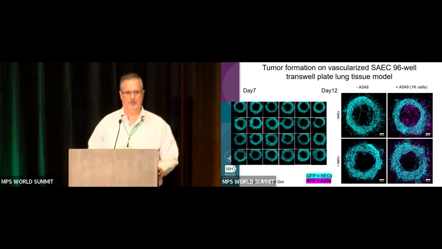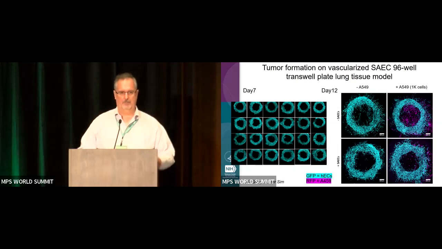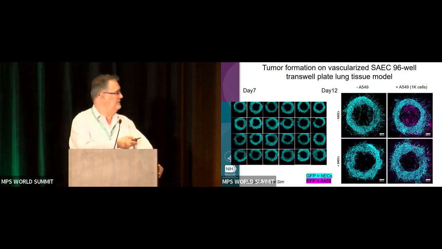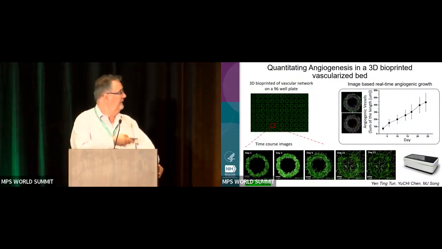So again, showing you that we can develop these vascularized beds in a transwell format. And the reason to do a donut is it helps us with the quantitation. So we can easily use high content imaging to create masks and look at angiogenesis.